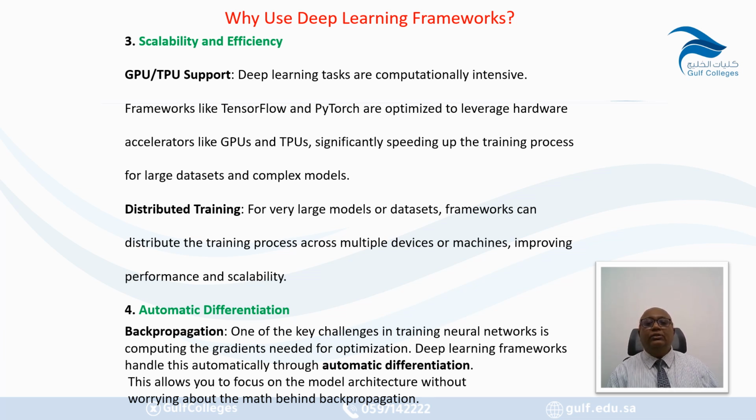Automatic differentiation, backpropagation. One of the key challenges in training neural networks is computing the gradients needed for the optimization. Deep learning frameworks handle this automatically through automatic differentiation. This allows you to focus on model architecture without worrying about the math behind the backpropagation.